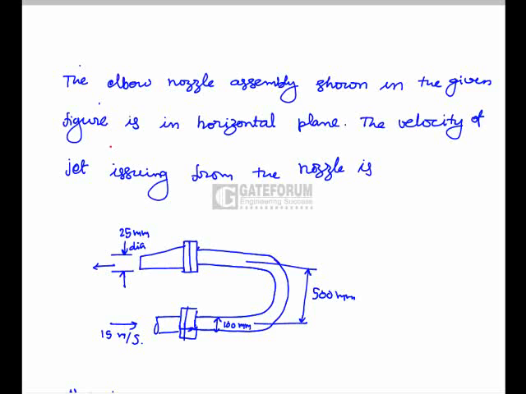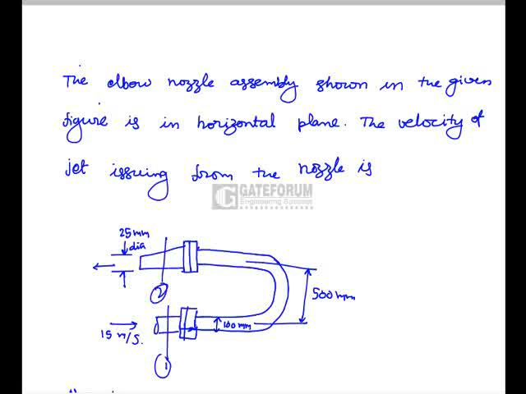The elbow nozzle assembly, as shown in the figure, is in a horizontal plane. The velocity of the jet issuing from the nozzle is asked. Here this is the inlet of the pipe and this is the outlet of the pipe. At the outlet a nozzle of diameter 25 mm is connected, and at the inlet the pipe diameter is 100 mm and the flow enters with a velocity of 15 meter per second. Let us say this is section 1 and this is section 2.